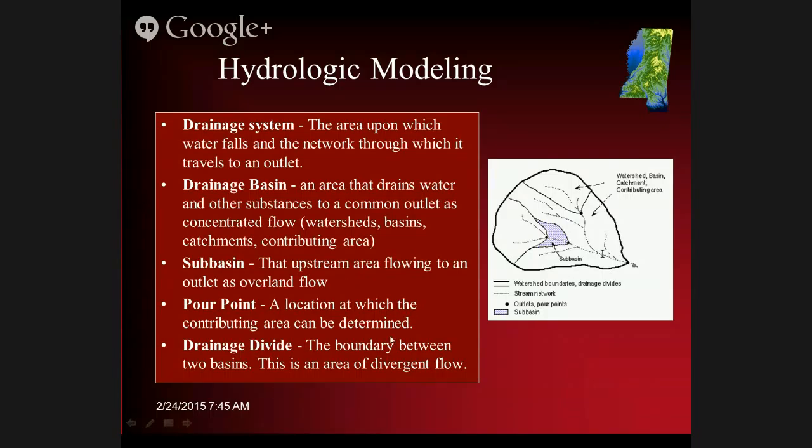The drainage divide is basically the edge of the basin or subbasin. It's where when you're on one side of it, it's flowing to one pour point, and when you're on the other side of it, it's flowing to a different pour point. So the boundary between two basins, it's an area of divergent flow. So if you're standing on top of a ridge, that would be a drainage divide.